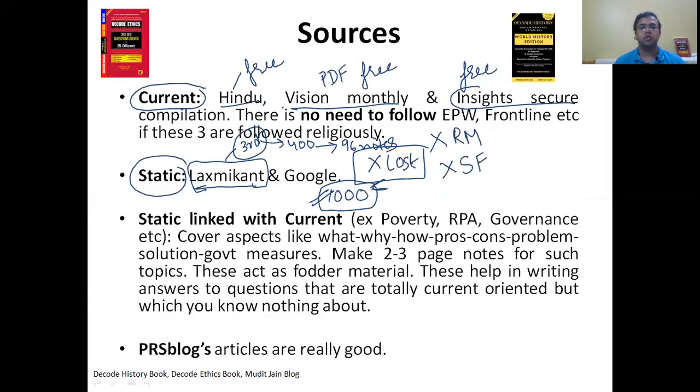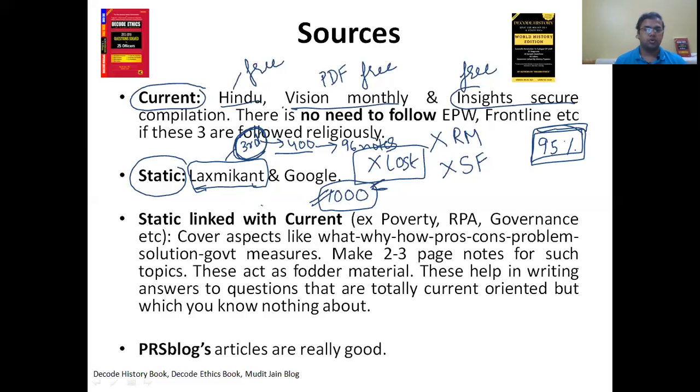Else, what you can do, you can refer the older edition of Lakshmikant if it is still available. Because I don't think there may be enough changes. 90% or 95% of our polity is still the same. There are changes here and there, but then you can read the previous edition as well.